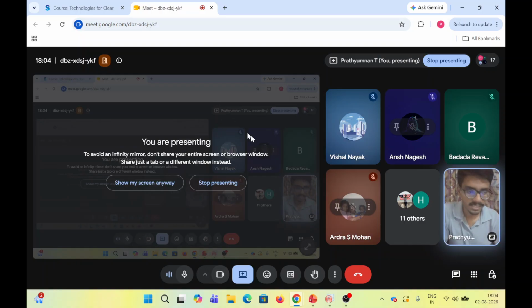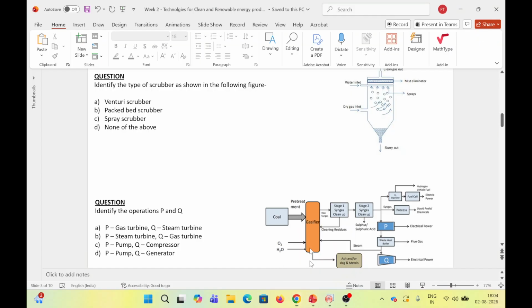So I think we can start. What is the answer for the first question? Identify the type of scrubber as shown in the following figure. Is it a venturi scrubber, packed bed scrubber, spray scrubber, or none of the above? Spray scrubber. Any other answers?